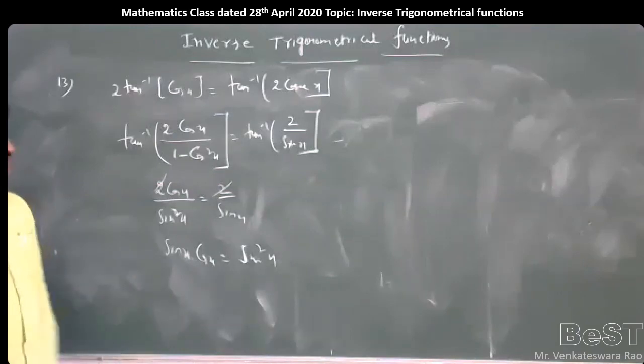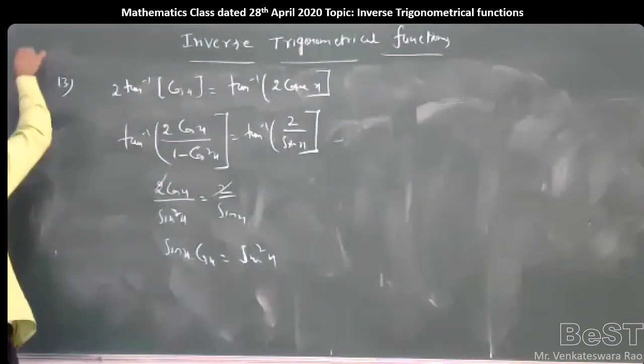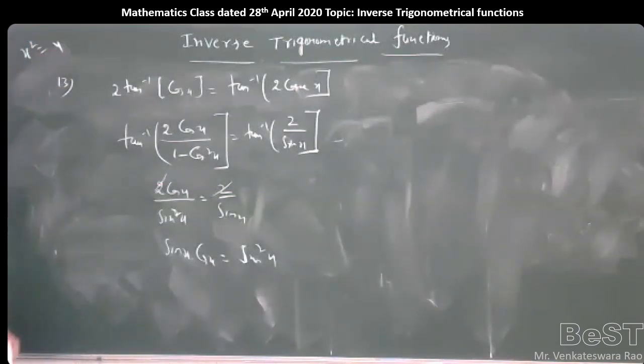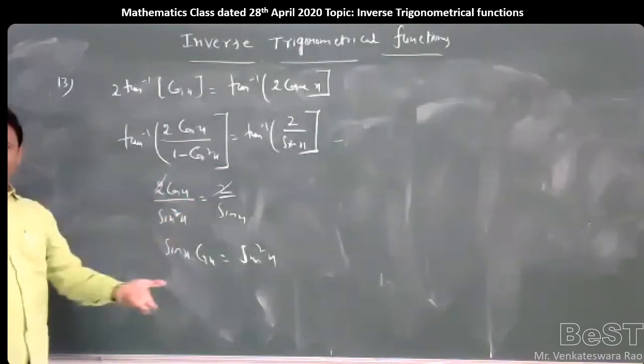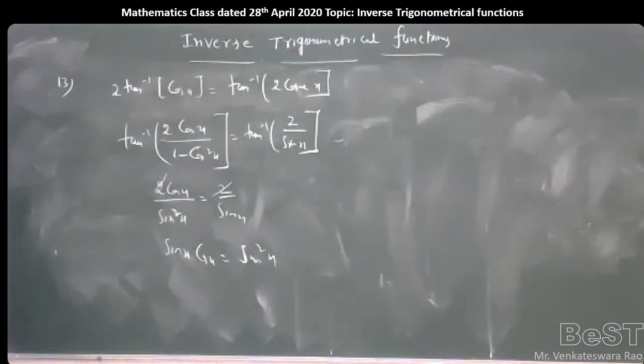Be careful. For example, x square is equal to x: solve this equation, and you should not simply cancel x square and x. Bringing x to the left, x common, x is equal to 0 and x is equal to 1. Two solutions you will get. It is a quadratic equation. Like that, here also don't cancel the sin x. But I cancelled the 2. 2 is a fixed real number, so you can cancel it. What is the sin x? We don't know.